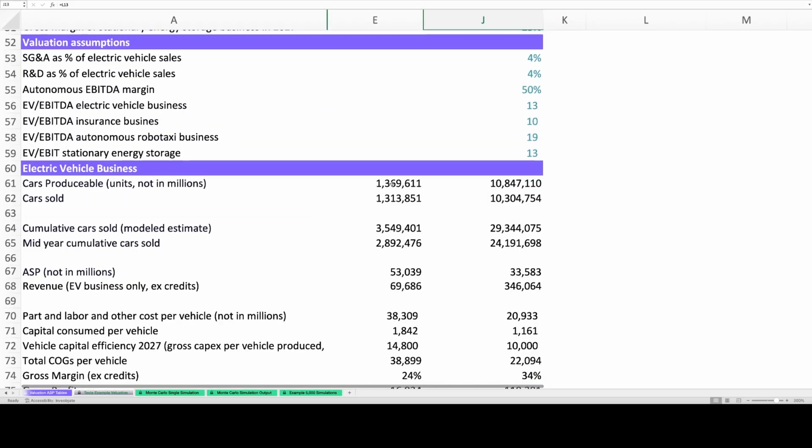Now, to the juicy assumptions. We've got 2022 versus 2027. ARK Invest expecting Tesla to produce 10.847 million units in 2027 and sell all of them, give or take a few that'll still be in transit.